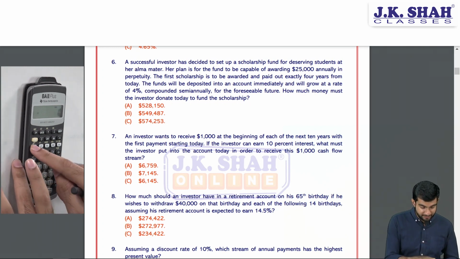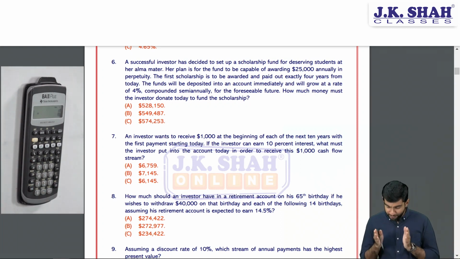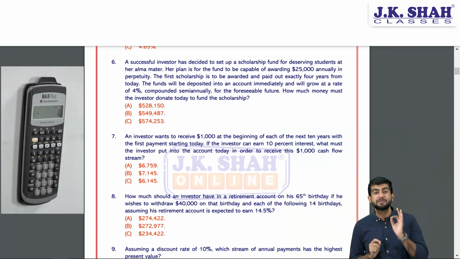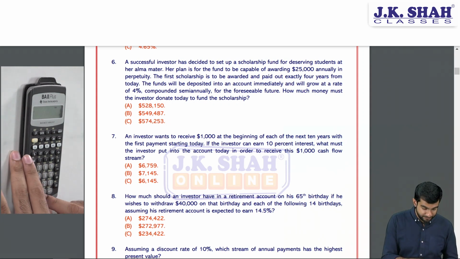N would be 10. I/Y is the rate of interest. Now from this question, what is the rate of interest? It's given in the second line. If the investor can earn 10% interest. So 10 I'll be inputting in I/Y. Press the number 10, press I/Y.